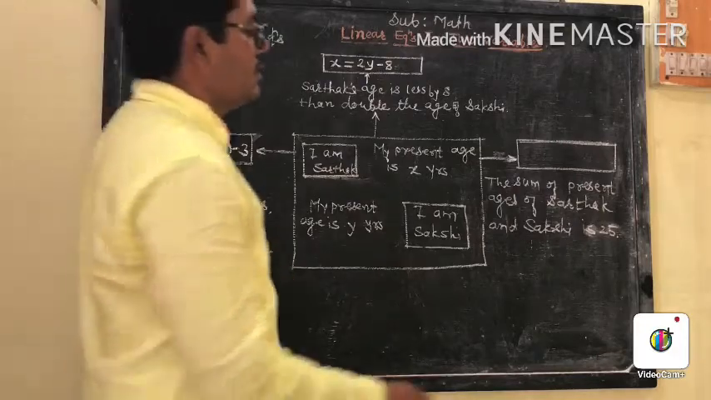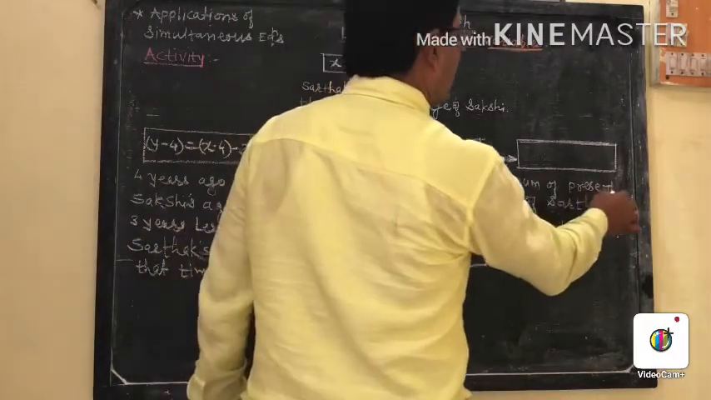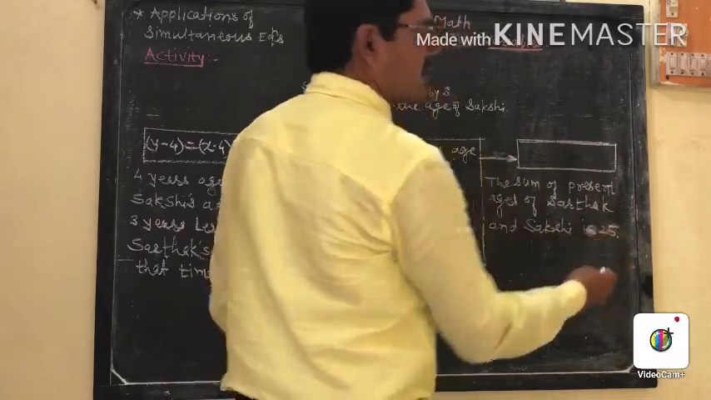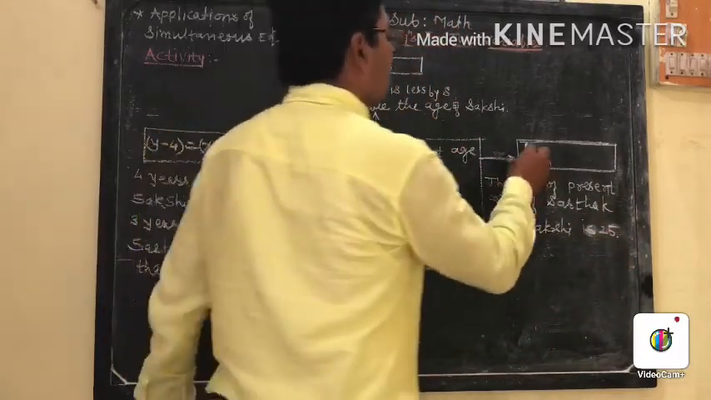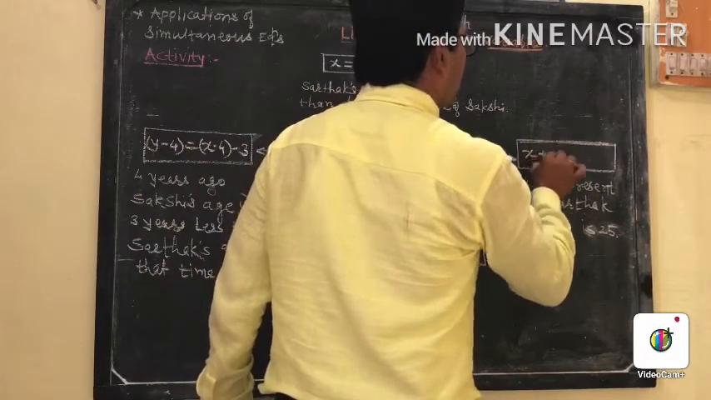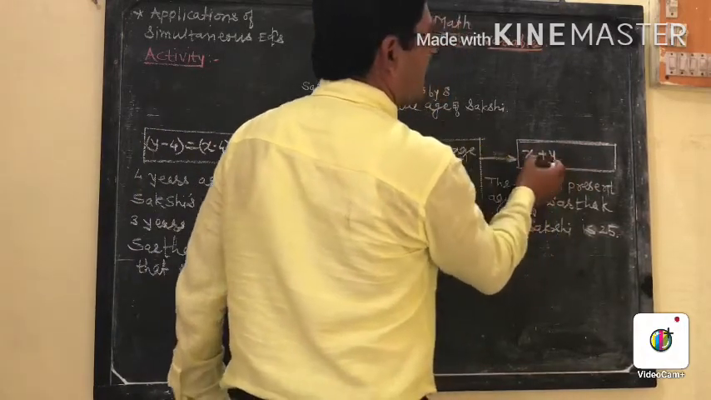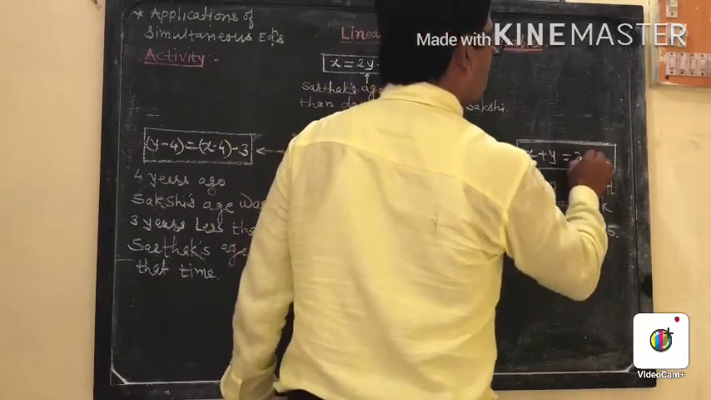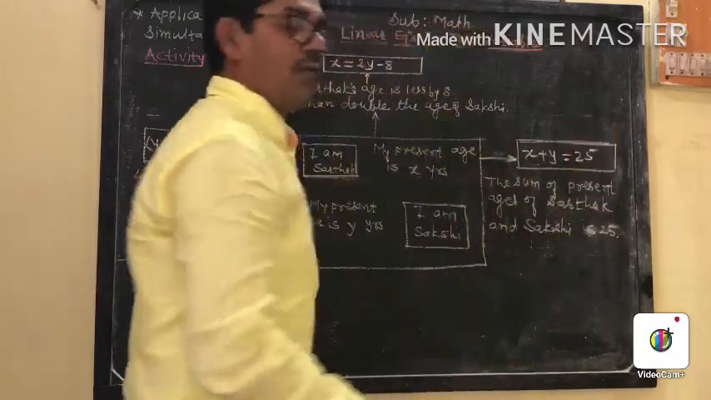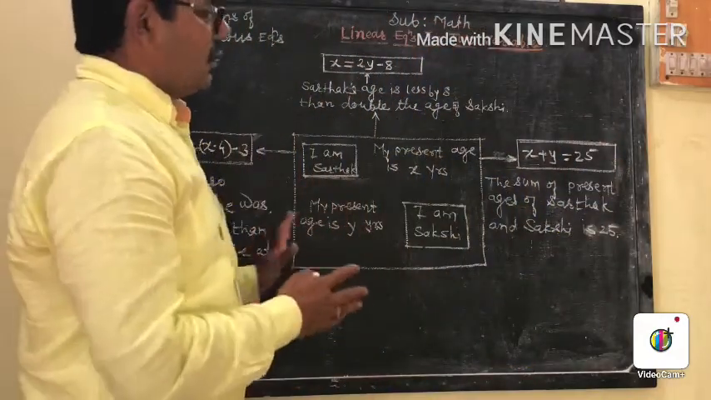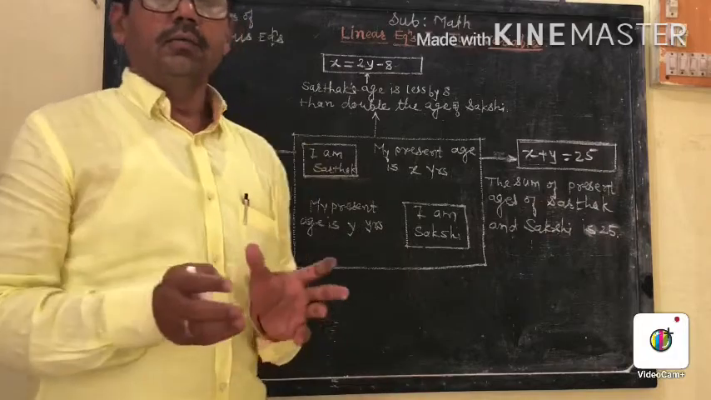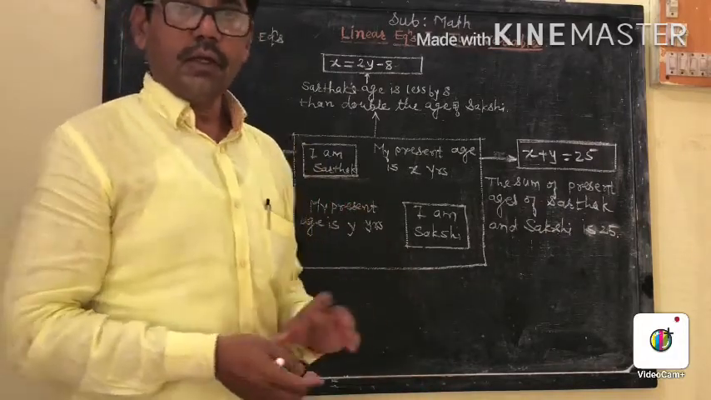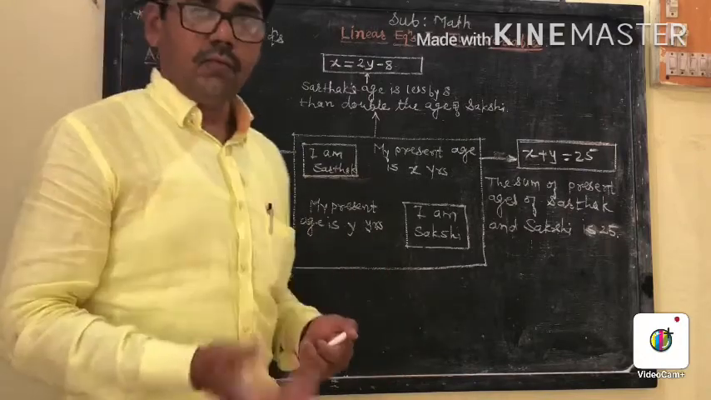And another condition is that the sum of the present ages of Sarthak and Sakshi is 25. Sum means addition. The sum of the present ages of Sarthak and Sakshi is 25, and so another equation is formed here. In this way we have to form equations from the given conditions in word problems. Okay, in this way we solve some more problems.